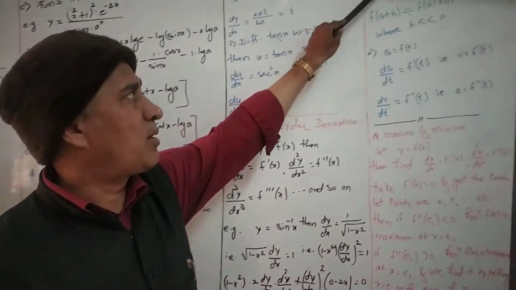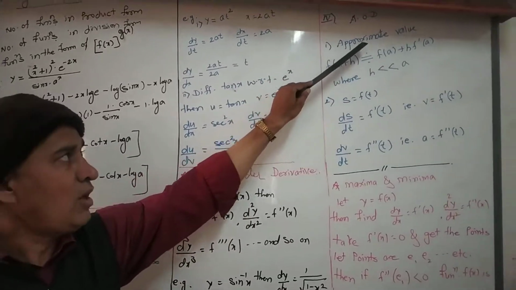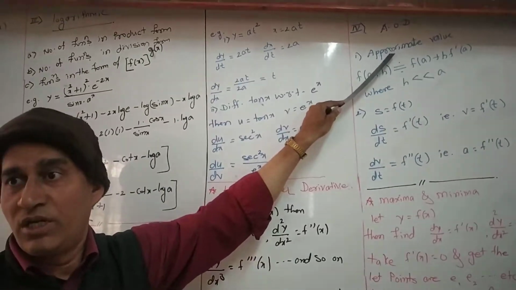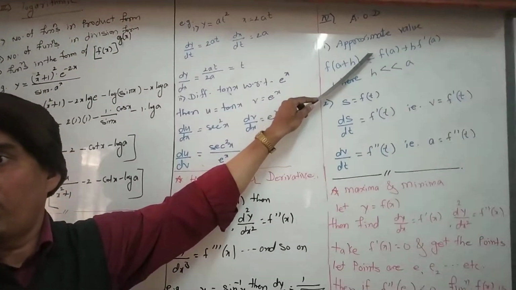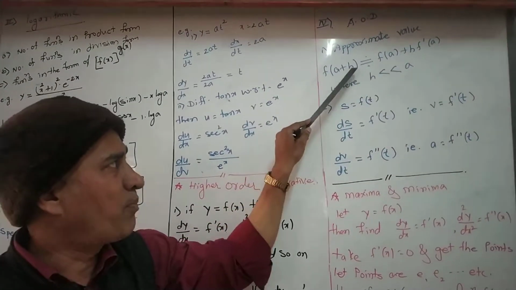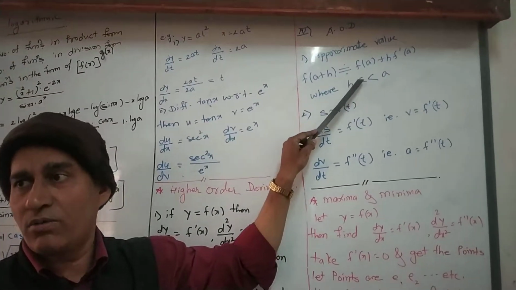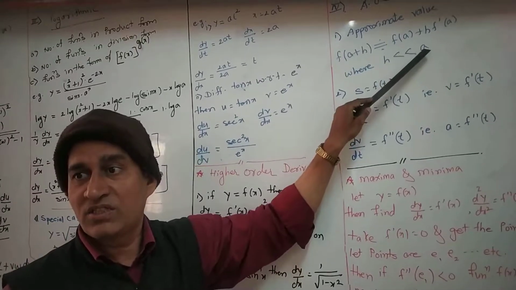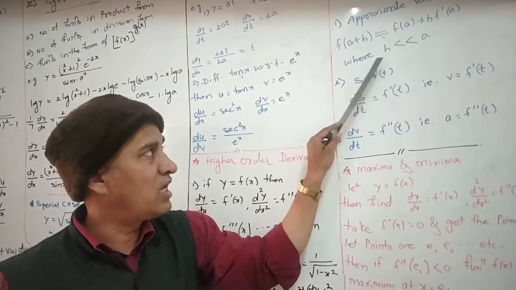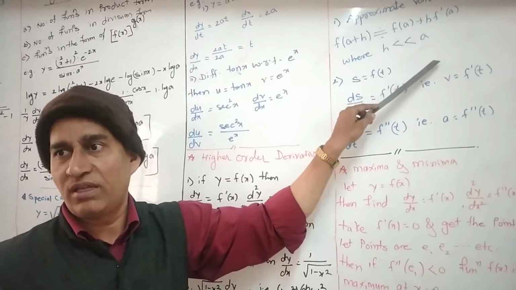Now, AOD, application of derivatives. How to find the approximate value? It is a more important part from the CT point of view. F of a plus h is approximately equal to f of a plus h into f dash a, where h is very small compared to a.